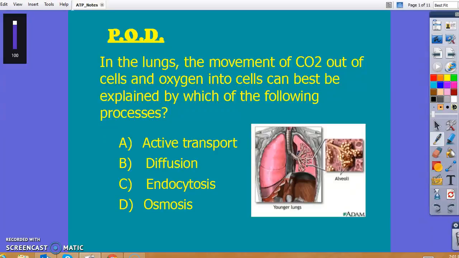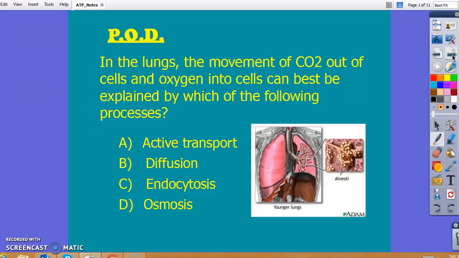All right, so I love this question because this kind of regroups what we did last week when I was actually able to teach you. So I'll give you a second to look at that. In the lungs, the movement of CO2 out of the cells and oxygen into the cells can be explained by which of the following processes?